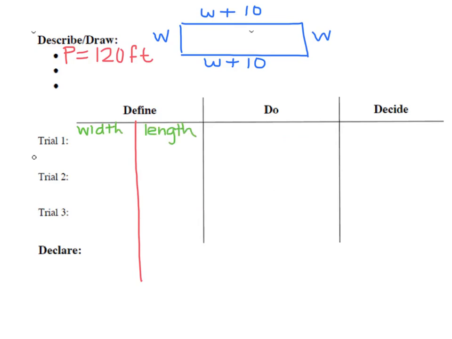Now, right underneath it, I'm going to put what I have for my width. Well, my width is, I called W. I'll just put that right underneath it. And my length, I called W plus 10. So I'll put that right underneath there. Okay, so that's your next step.